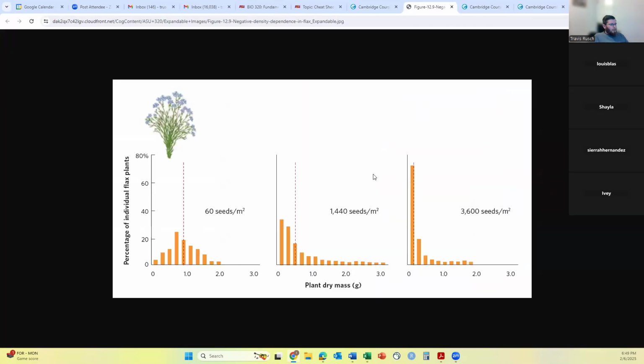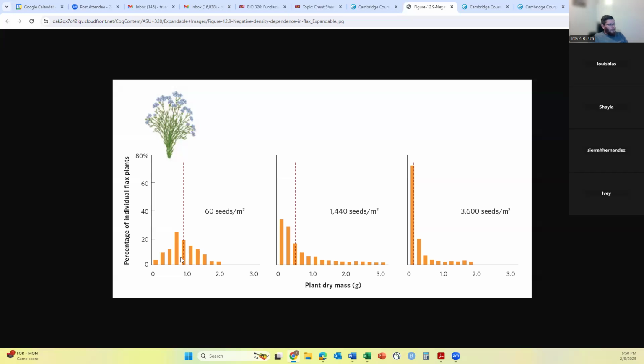And then this was kind of like a density dependent study. They had three different treatments. One group where they planted 60 seeds per square meter, one group where they planted 1,440 seeds per square meter, and this group over here, the highest density, was 3,600 seeds per square meter. What they're measuring is percent of individual flax plants, so this is a frequency distribution, against plant dry mass. The height of each of these bars is just the percentage at one of these different dry masses.